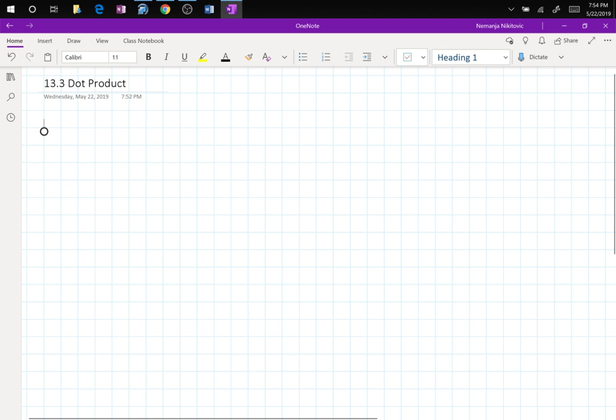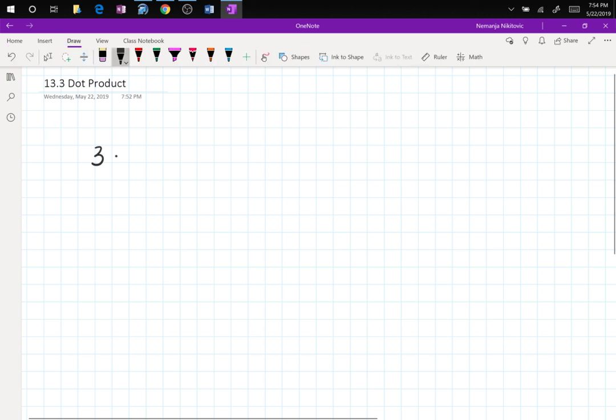Hello and welcome back to Calculus 3, section 13.3 on dot product. Alright, so you already know one-dimensional dot product. 3 times 5 equals 15. That's the one-dimensional, 1D dot product.